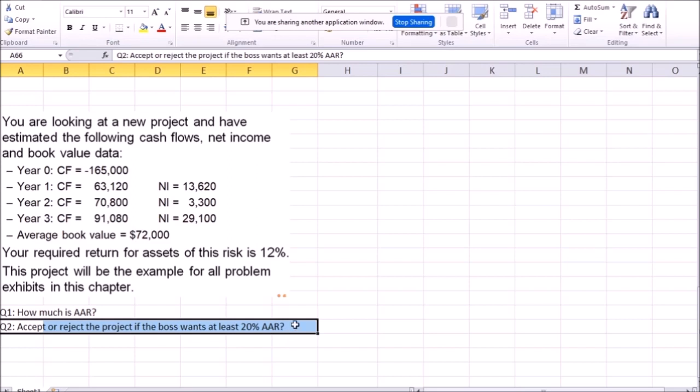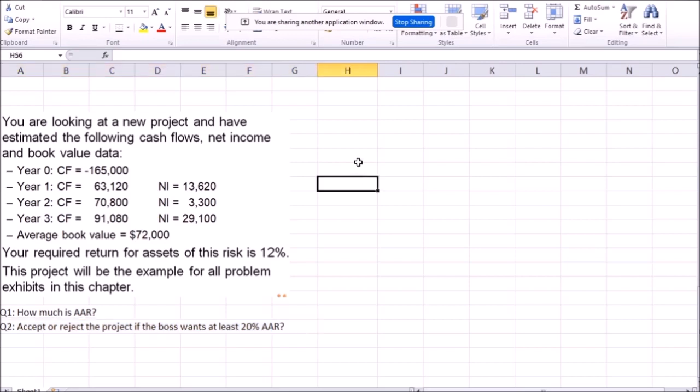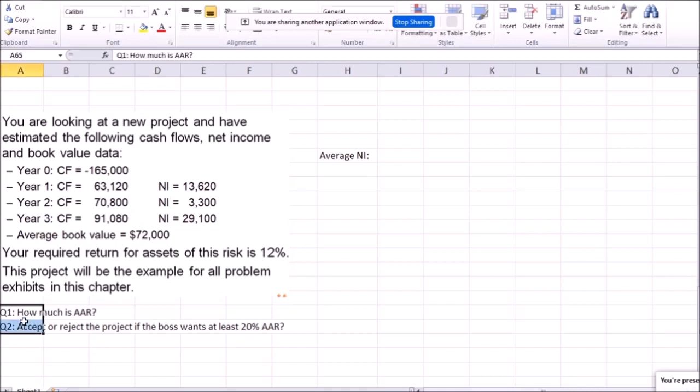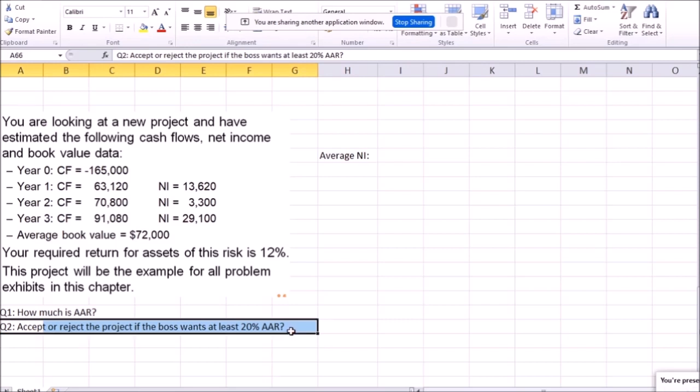So again, as we see, even before we start discussing this, the decision whether to accept or reject, just like with the payback period, will depend on some kind of preset requirement. Okay, it doesn't come inside the calculation. So let's calculate average net income. Same example, two questions. Firstly, calculate average accounting return. Secondly, decide, do we accept or reject? How do we decide? Well, maybe the boss wants at least 20% average accounting return, otherwise we don't accept.